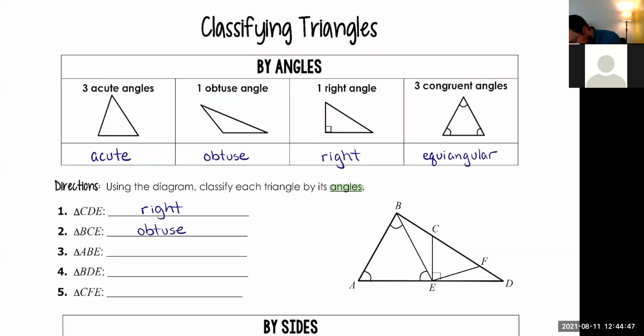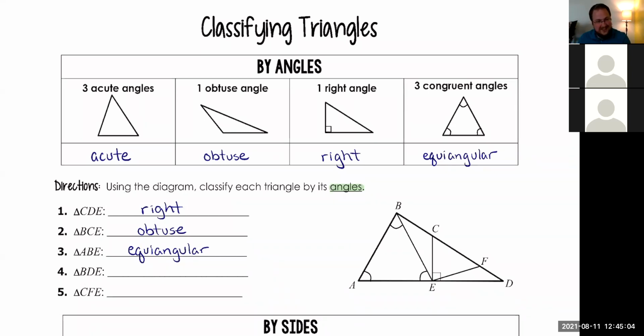What about triangle ABE? Congruent angles. All congruent. Equiangular. It feels weird coming out of your mouth. Equiangular. Okay, just put congruent for now, it'll be okay. It will mean something different in the next unit, so we'll want to make sure we can differentiate between the 2. For now, I would still accept that though.